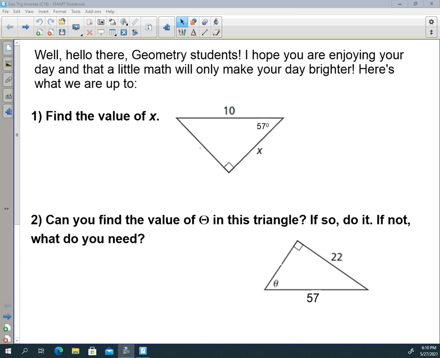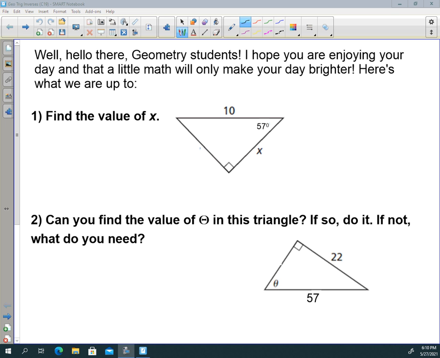All right, geometry folks. Let's do a little geometry. How about that? Here's a warm-up for you. Give this video a pause and try it. All right, let's hope you tried it.